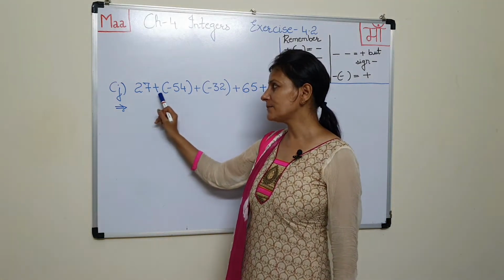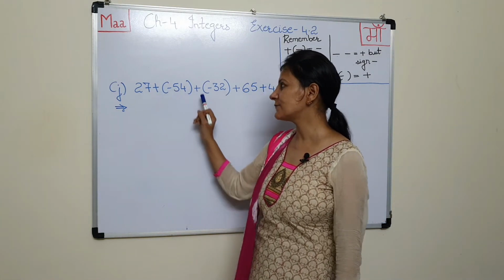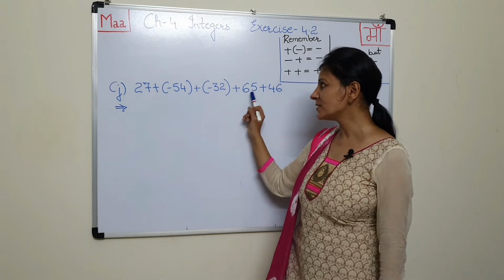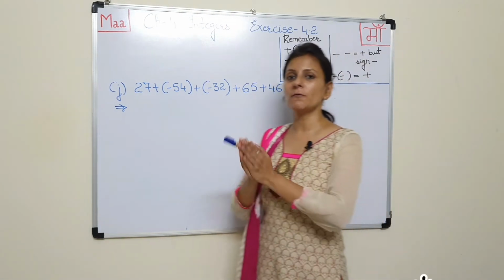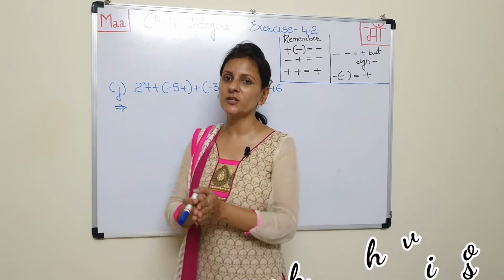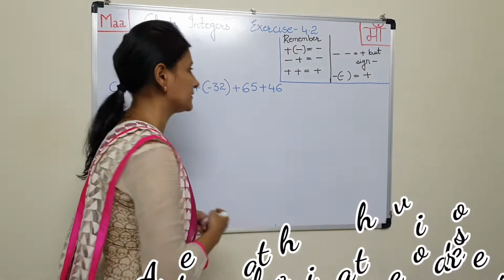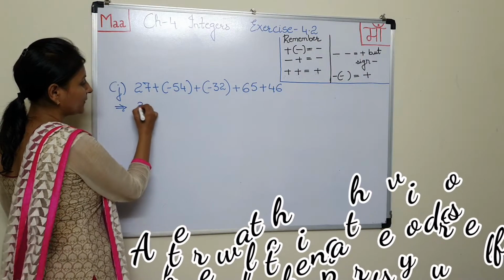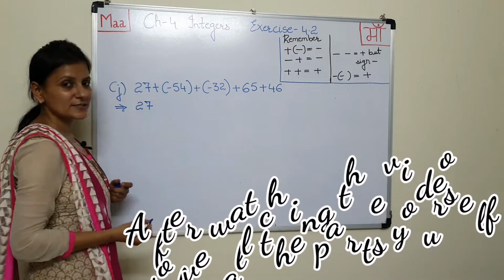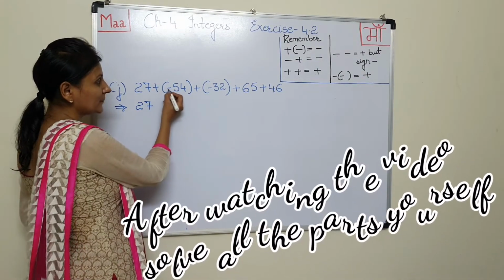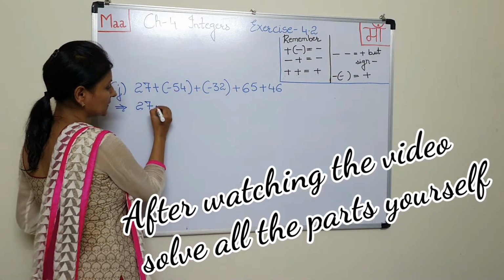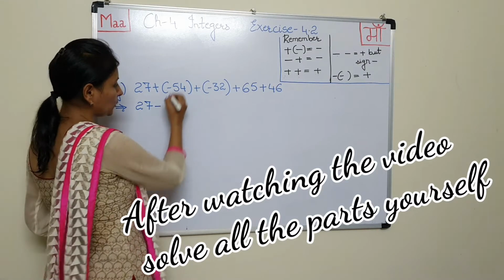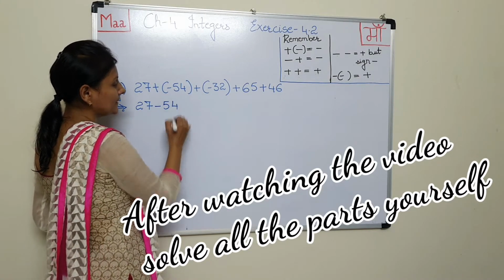It is 27 plus bracket minus 54 plus minus 32 plus 65 plus 46. So first of all, whenever there is a bracket in the question, you have to open the bracket. Okay. So see, we will open the bracket here, 27 firstly, then plus outside the bracket, minus inside the bracket. The first rule, plus minus. So plus minus will give you minus, one sign only, then 54 will come as it is.